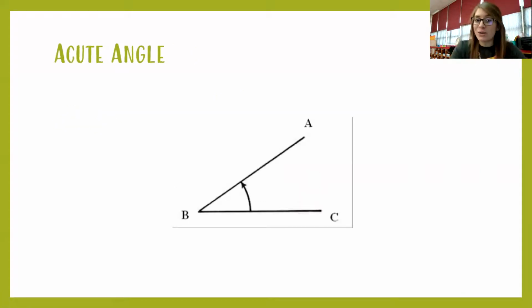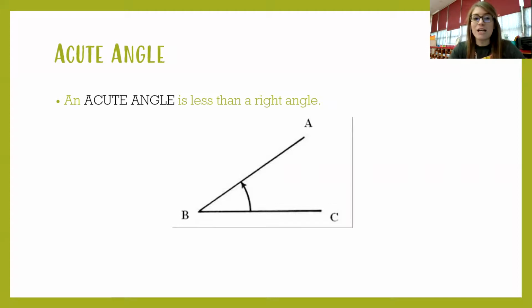Then we've got an acute angle that looks like that, and it just is less than a right angle. A right angle is 90 degrees. So an acute angle is anywhere from 89 degrees to 0 degrees.